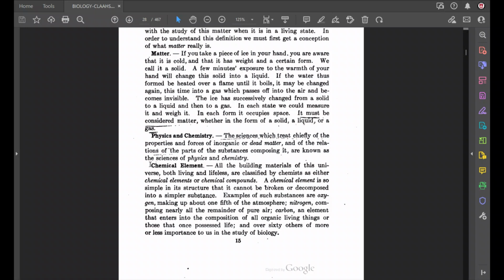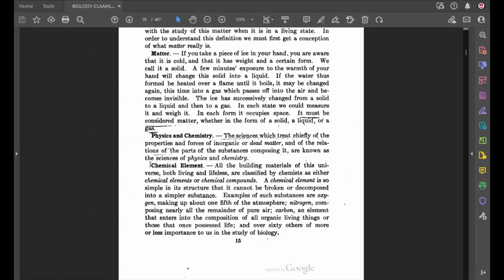All right? So that's part of what chemistry studies. It seeks to identify the elements. We'd like to know all the elements that exist, all the building blocks that exist in nature.